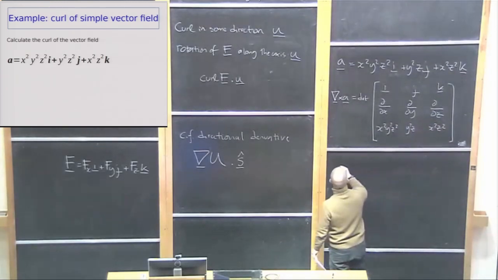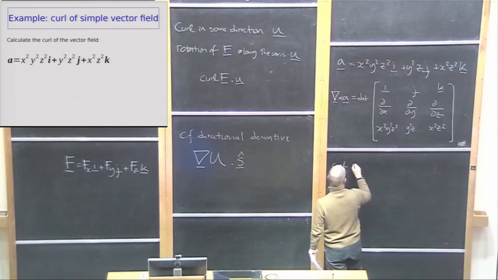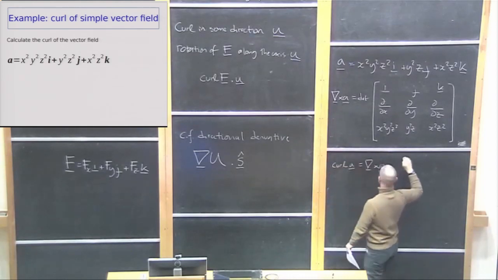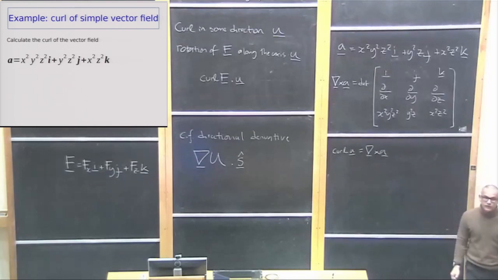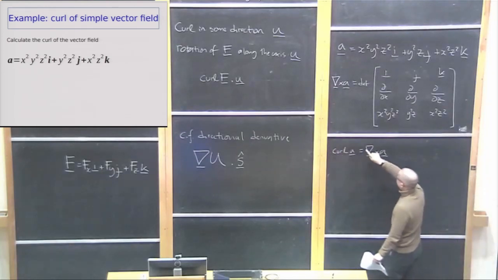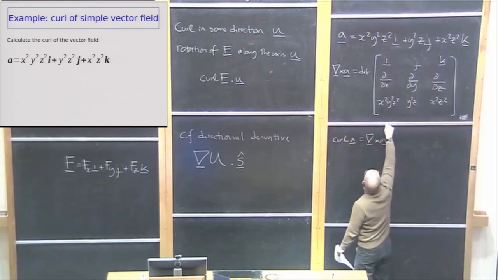So then we get our curl. You should just get used to writing that the curl of the field is the cross product of nabla with the field. For some reason, this looks simple, and this can look a bit intimidating, right? So just get used to the fact that these two mean the same thing.